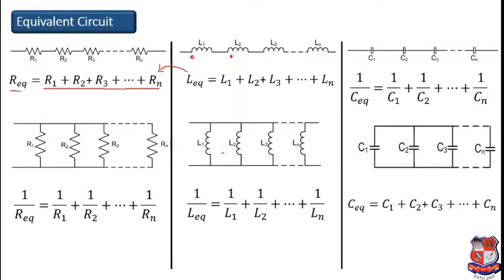Similarly, if inductances are connected in parallel, then the equivalent would be the same as the resistance equivalent, but instead of resistance you just have to replace them by the respective inductances. Now in capacitance the case would be reversed. When you place capacitors in series, then what will happen? Their equivalent is equal to the parallel equivalent of resistance.